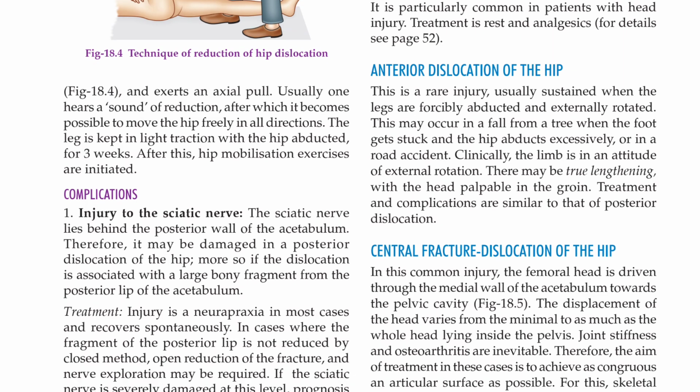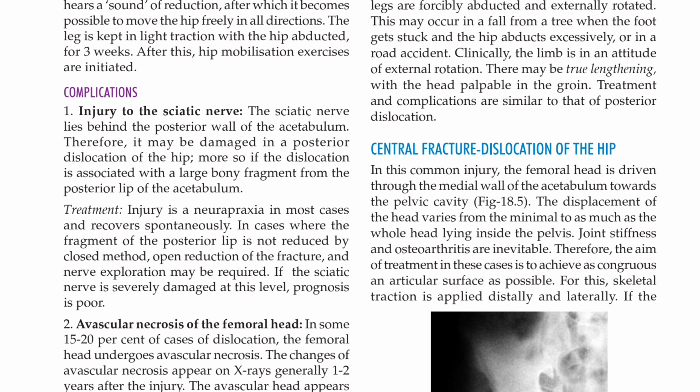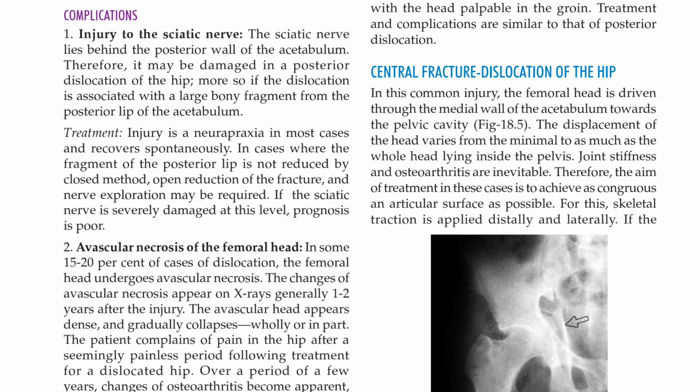So in this there are complications. What complication? Injury to sciatic nerve. The sciatic nerve lies behind the posterior wall of acetabulum, so therefore it may be damaged in posterior dislocation of hip. More so if the dislocation is associated with a large bony fragment from the posterior lip of acetabulum. Treatment: injury is a neuropraxia in most cases and recovers spontaneously. In cases where fragment of posterior lip is not reduced by closed reduction, open reduction of fracture and nerve exploration may be required. If the sciatic nerve is severely damaged at this level, prognosis is poor.